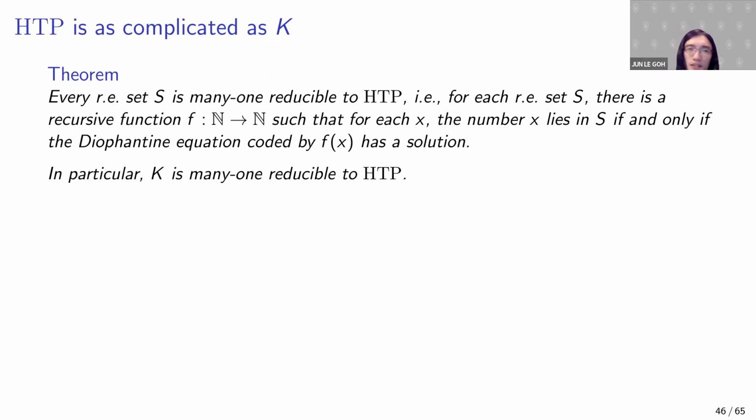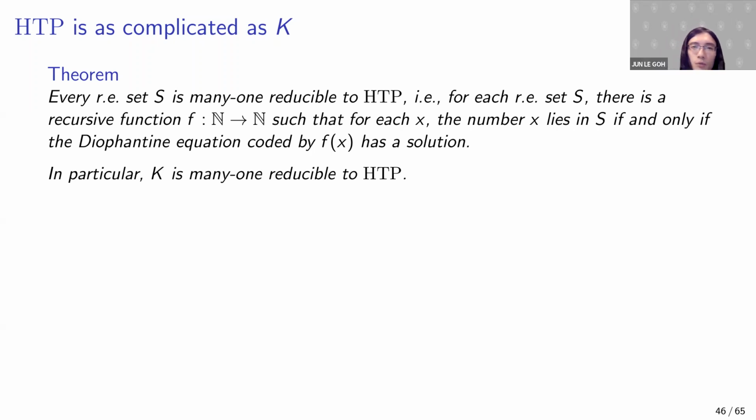Okay, so what does it mean here? Let's just go through the statement again, because I'm just unpacking the definition of many-one reduction. So what does it mean for S to be many-one reducible to HTP? Well, we want to find a recursive function f such that for each x, in order to determine whether x is in S, we can just check whether the Diophantine equation coded by f of x has a solution. So if this equation has a solution, then x is in S. If this equation has no solution, then x is not in S.